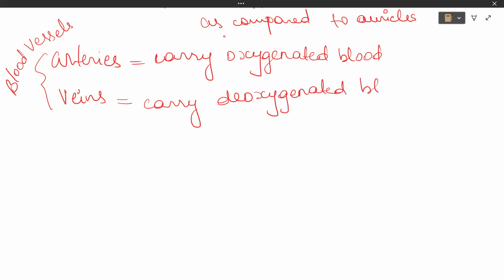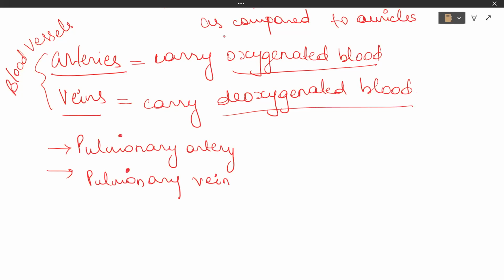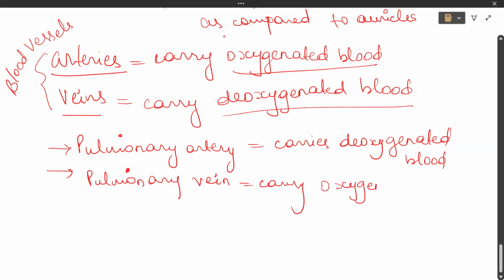Yes, ma'am. Okay. Now, there is an exception. There are two blood vessels. One is known as the pulmonary artery and one is known as the pulmonary vein. As I told you, all the arteries would carry oxygenated blood, whereas all the veins would carry deoxygenated blood. But in the case of the pulmonary artery and pulmonary vein, the pulmonary artery carries deoxygenated blood, whereas the pulmonary vein would carry oxygenated blood.